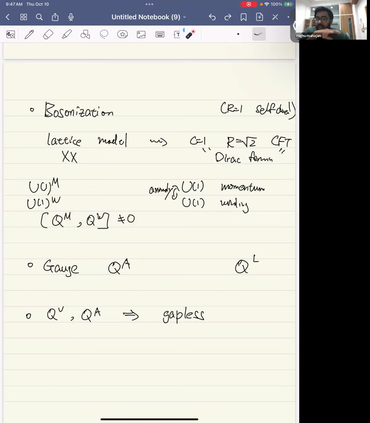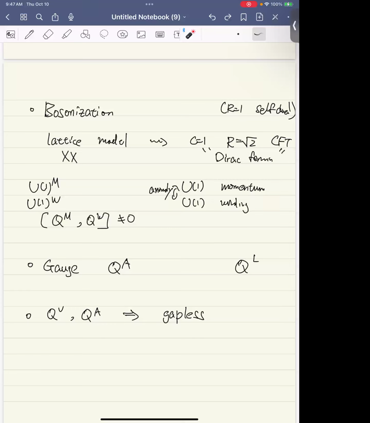I see. Yeah. But I gauge, don't you mean just the left moving charge or something? Gauge the Q left of that guy. No, gauge that U1. Just that U1. That U1 acts on the left movers and the right movers. Oh, I see. But separately, yeah, in a different way. Yeah, in a different way. That's right.